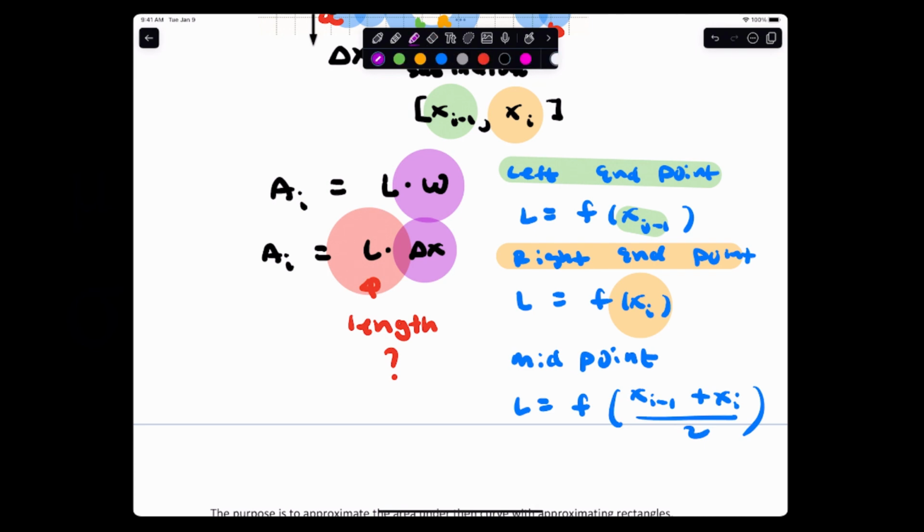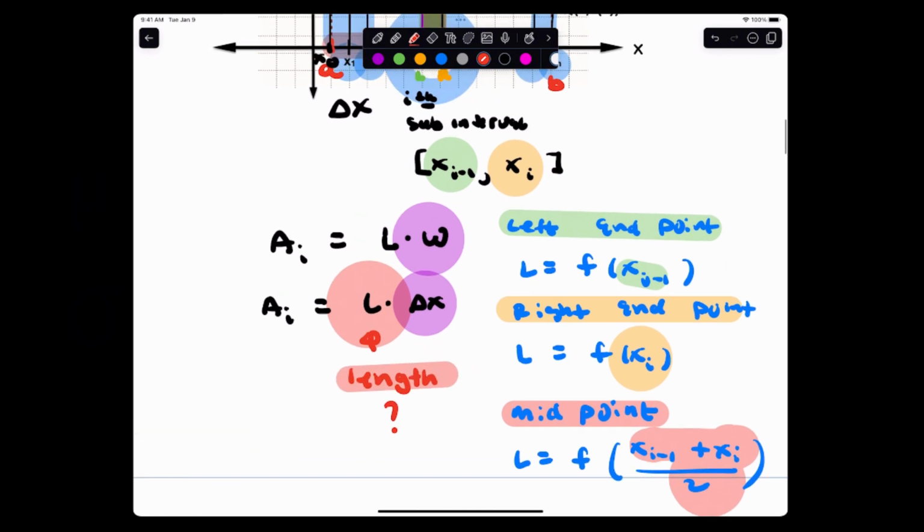All right, so that really just covers what you use to get the length. There are three different options here for you guys. And then you might say, well, which option do I use? Well, it depends on what they tell you.